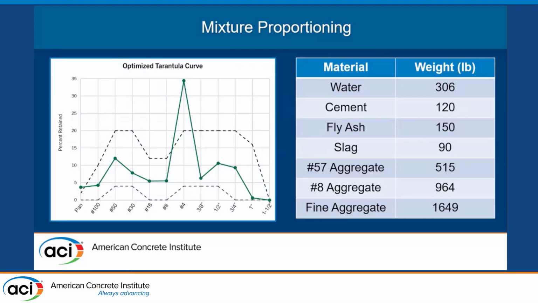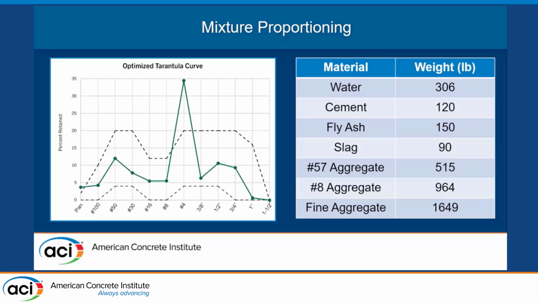So for the mixture proportioning, how we got to our control to begin with is we have a Tarantula curve. Now, what you're trying to do is stay within the dotted lines as much as possible, right in the middle, and that gives you the best workability for your mix. And this is to mimic how ODOT makes their mixtures, because this was an ODOT project.